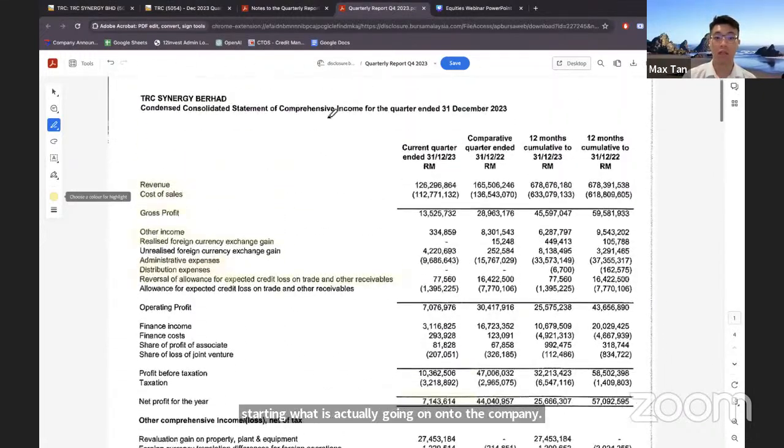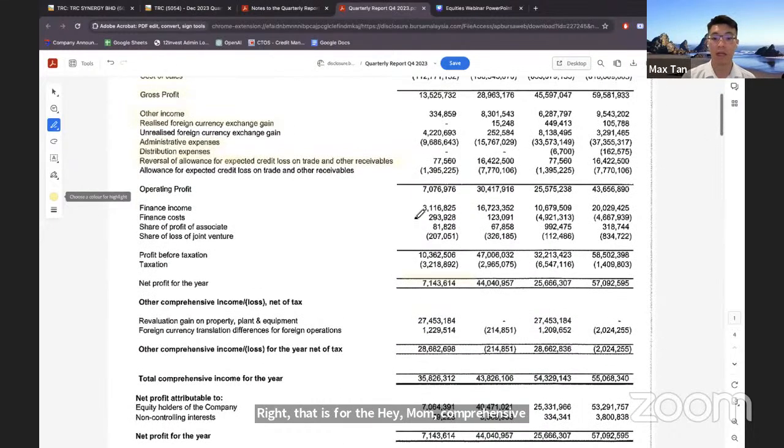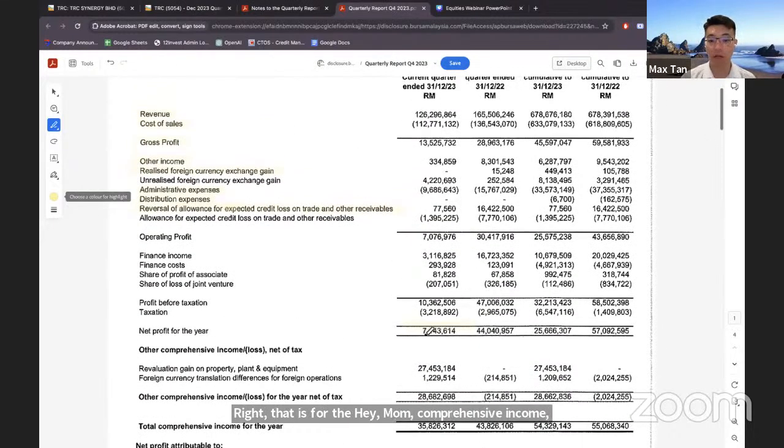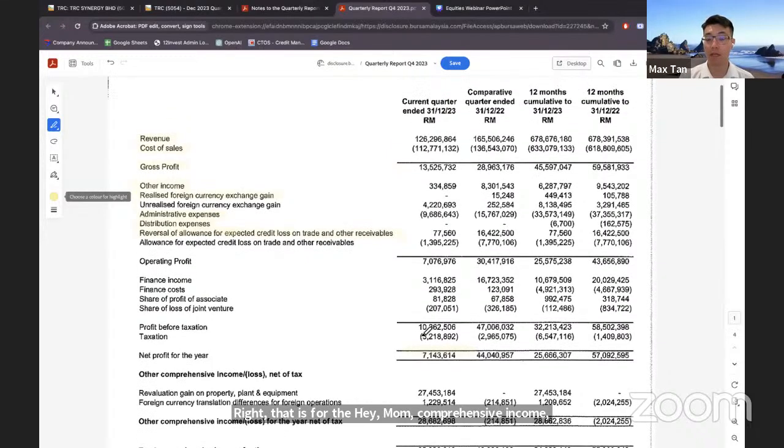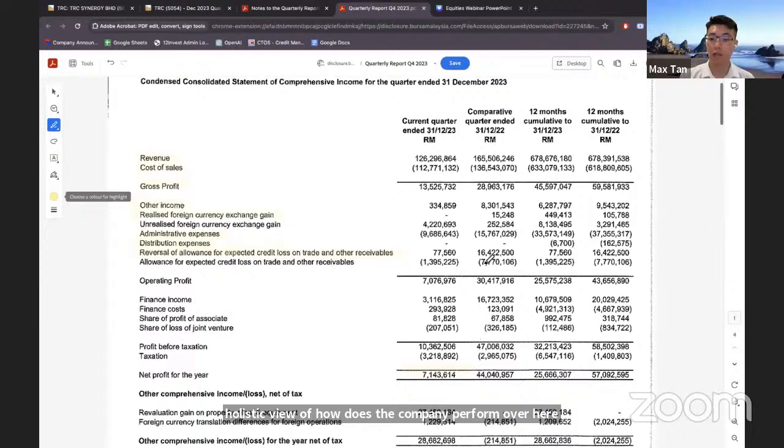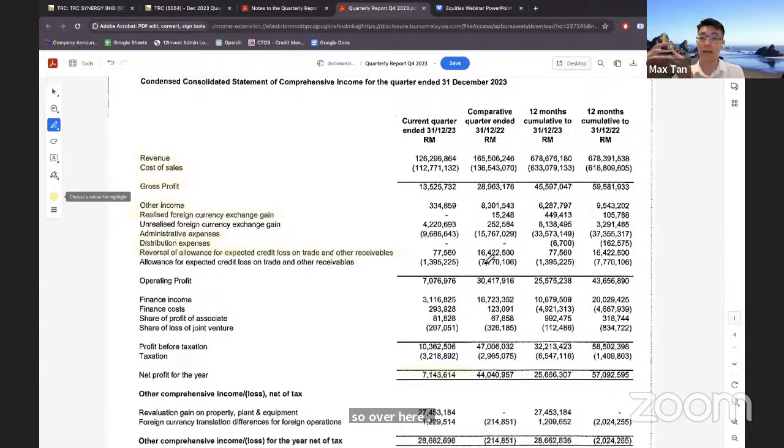That is for the statement of comprehensive income, some call it profit or loss, but it basically gives you a holistic view of how the company performs. So over here, actually, TRC has a drop in terms of their profit. That means the net revenue minus their expenses, the net income that they get from their operations, has actually reduced.